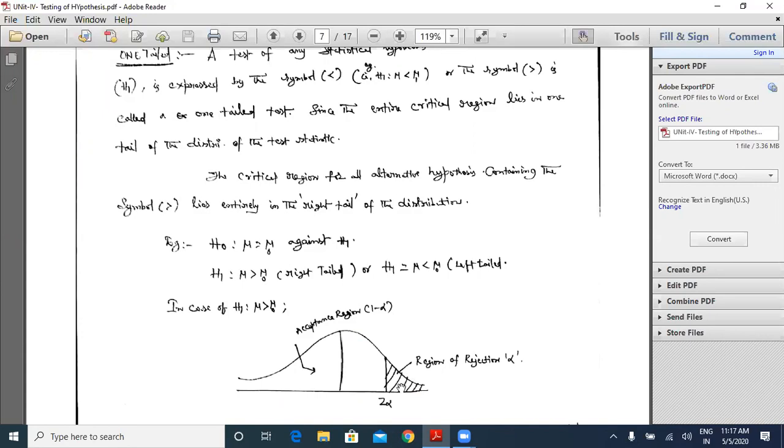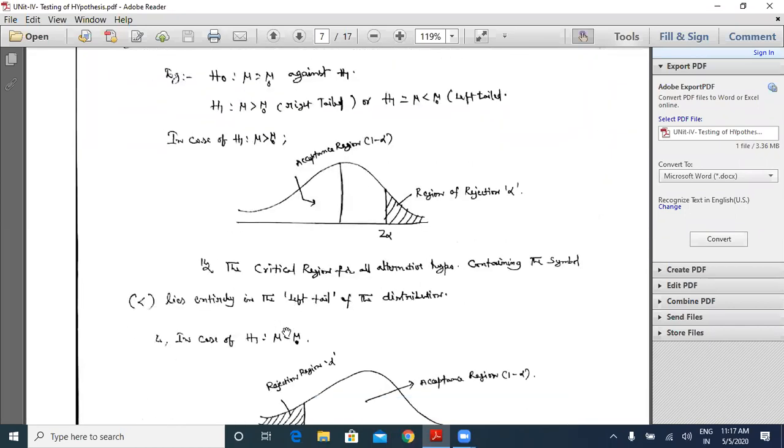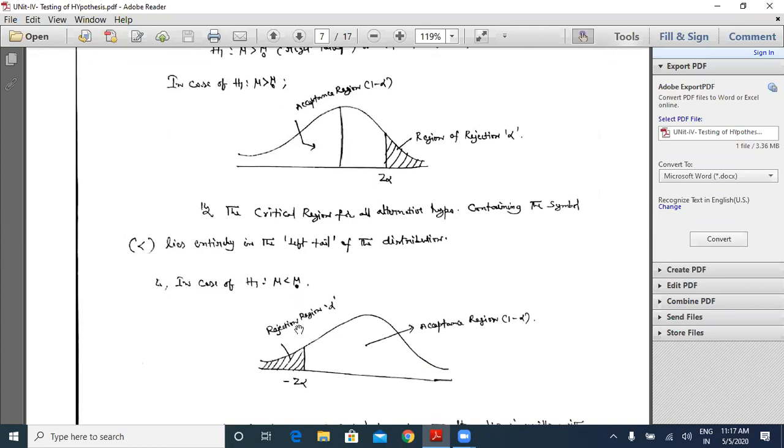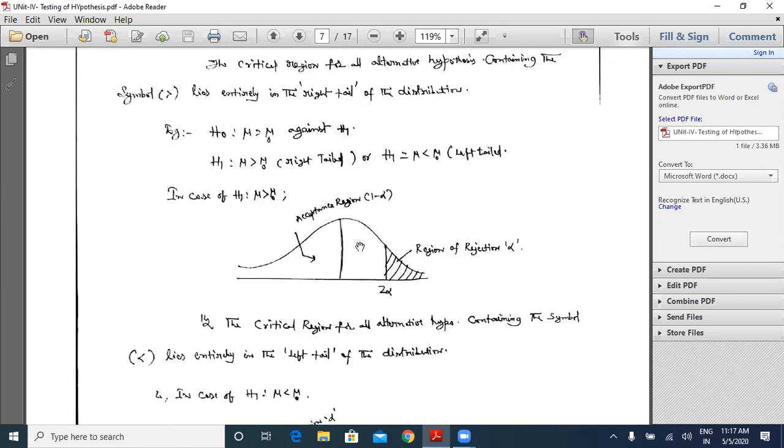So here the critical region, region of rejection or critical region, both are the same, lies on the right side of the tail. Suppose H1 is mu less than mu naught, then the critical region lies on the left tail of the probability curve, that is minus z alpha. So this is a left tail test, and here a right tail test. Both tests are called single tail test. So that is the meaning.